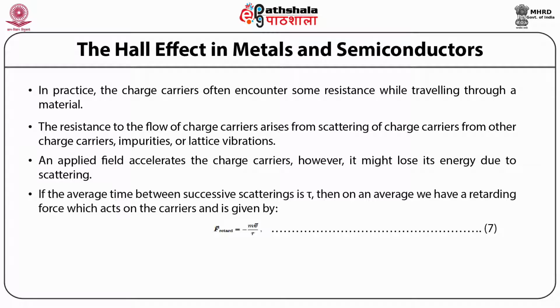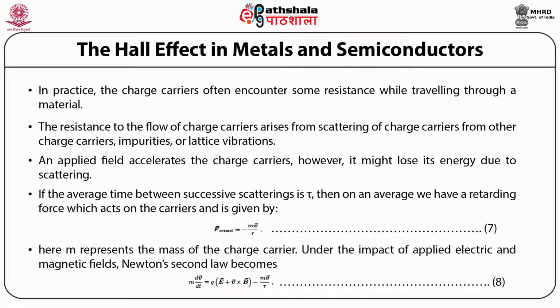If the average time between successive scatterings is tau, then on average we have a retarding force which acts on the carriers and is given by F_retard = -mv/tau. This is represented as equation 7. Here, m represents the mass of the charge carrier.